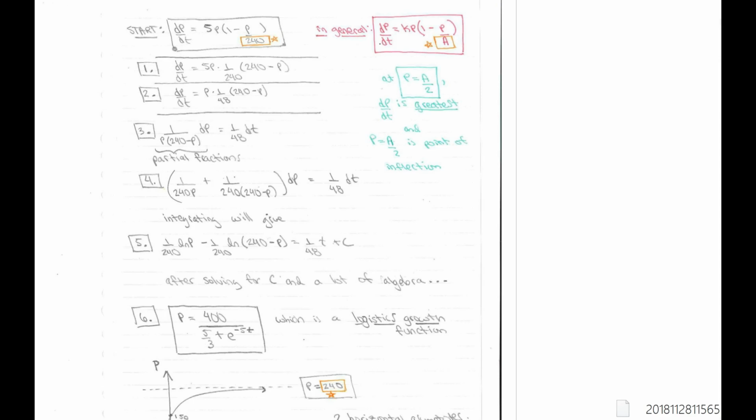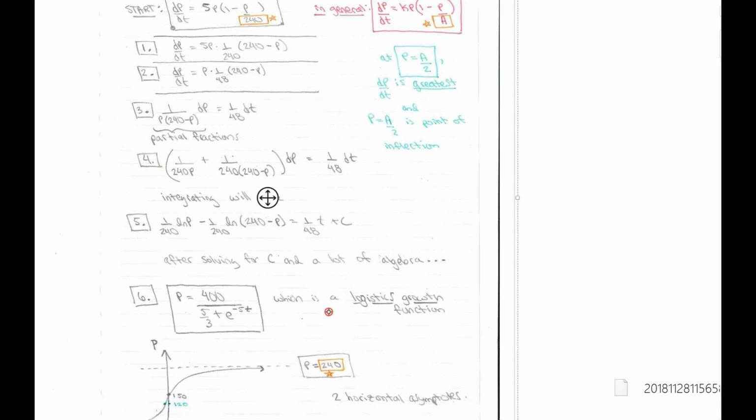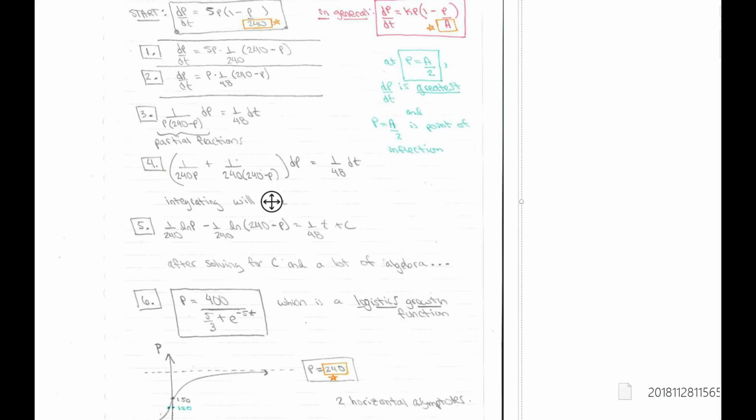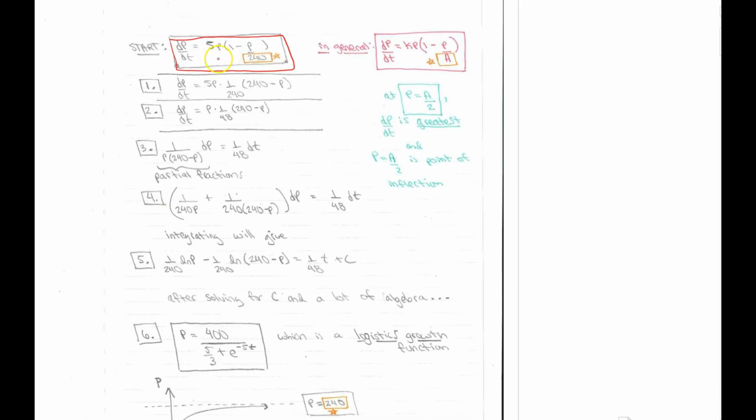All right. And let me just emphasize what this differential equation looks like. The differential equation that I'm talking about will always have this form, right here: dP/dt equals some constant times P times (1 minus P over 240). Here is the general form right here.